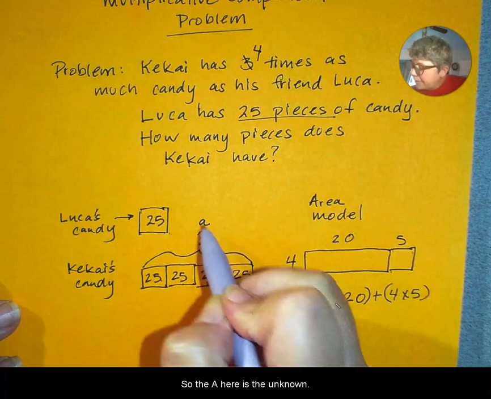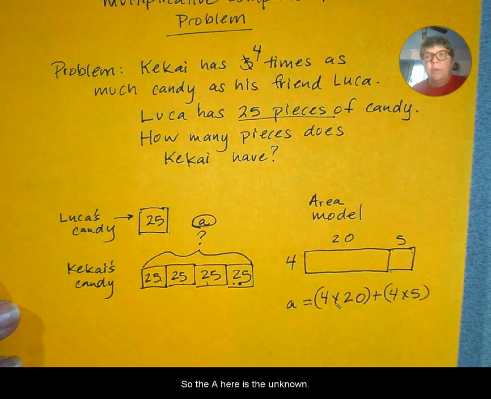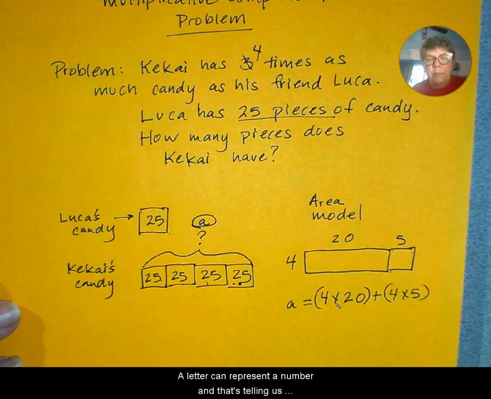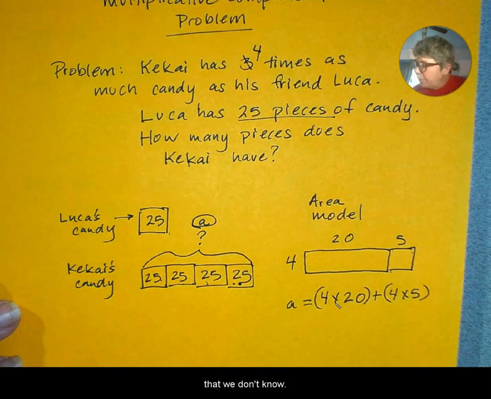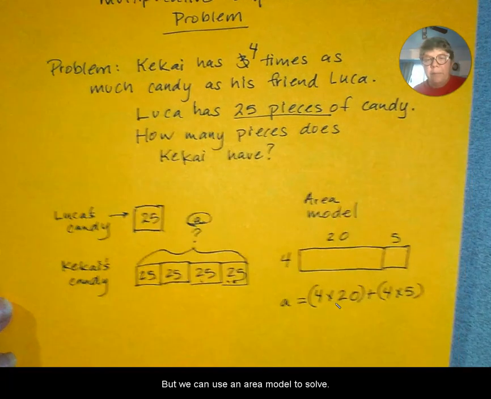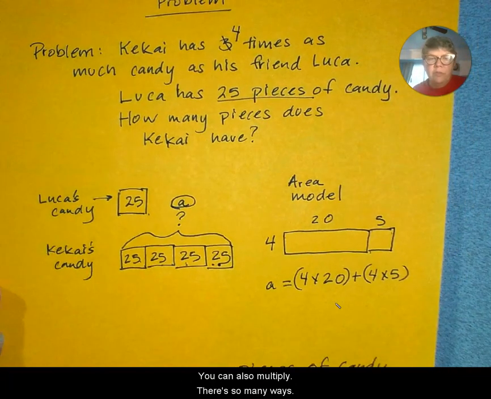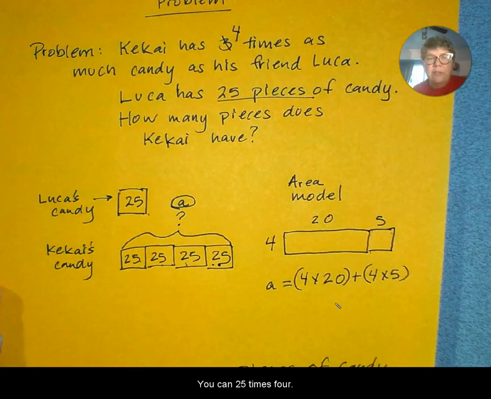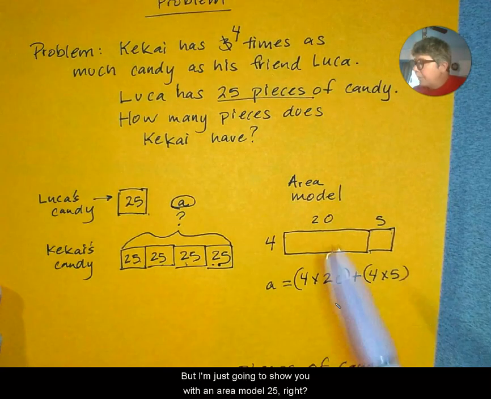So the A here is the unknown. A letter can represent a number, and that's telling us that we don't know, just like a question mark, right? But we can use an area model to solve. You can also multiply. There are so many ways you can solve 25 times 4, but I'm just going to show you with an area model.